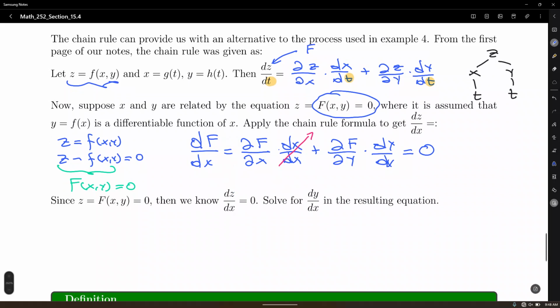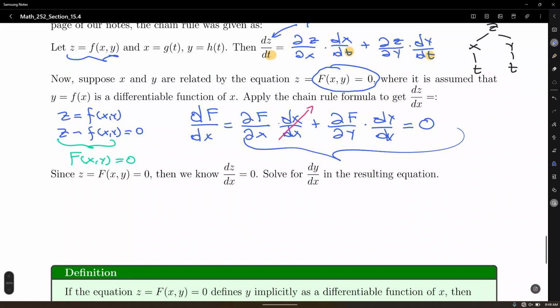And now I'm going to work with an equation, this equation here. That is the partial of big F with respect to x times 1 plus the partial of f with respect to y times dy dx equals 0. And I'm going to treat this like an equation because what do we want? We want dy dx, to come up with a formula to do implicit differentiation.